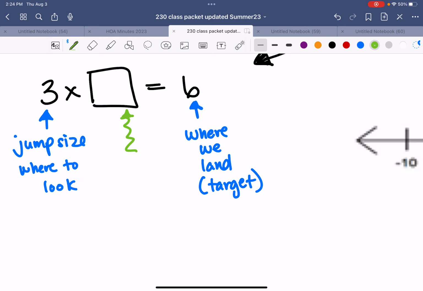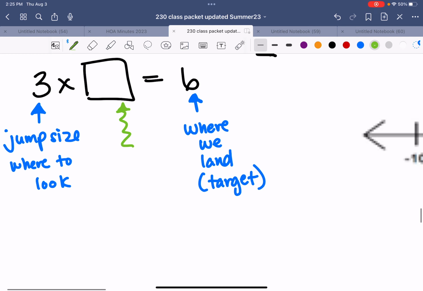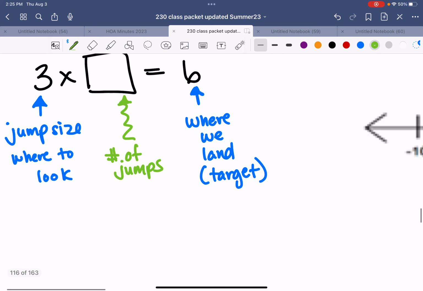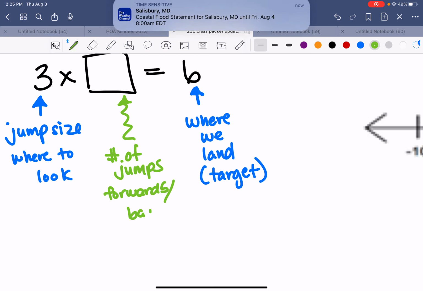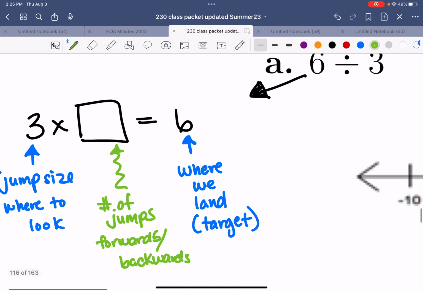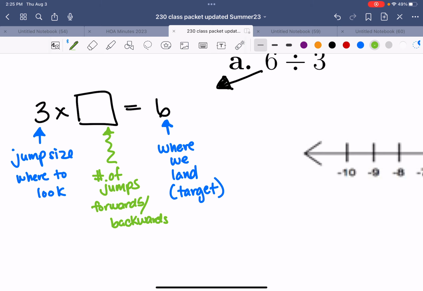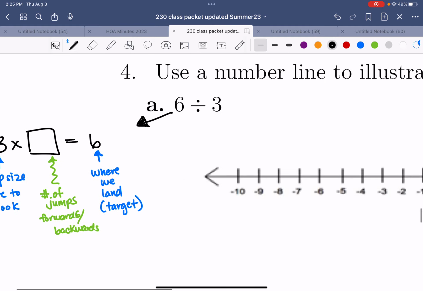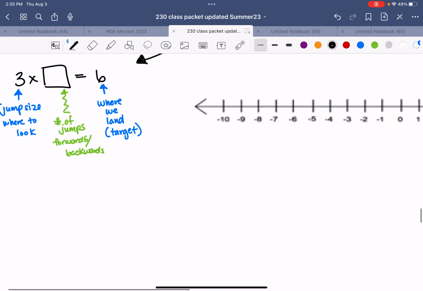And in multiplication, if the first number represented our jump size and where to look, then this second number or second factor represents our number of jumps and the direction, either forwards or backwards. And of course, forwards would be positive and backwards would be negative. Okay, so that's how we're going to set this up. So we're going to use everything that we know about multiplication.